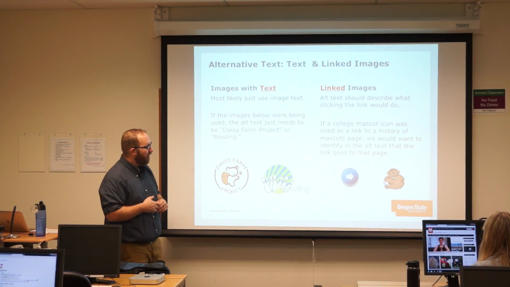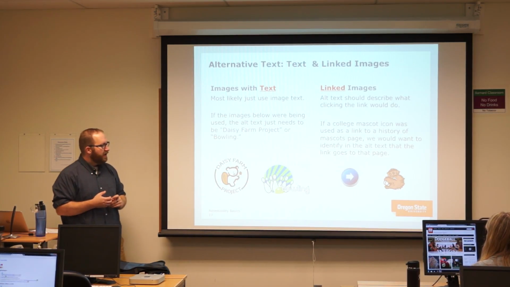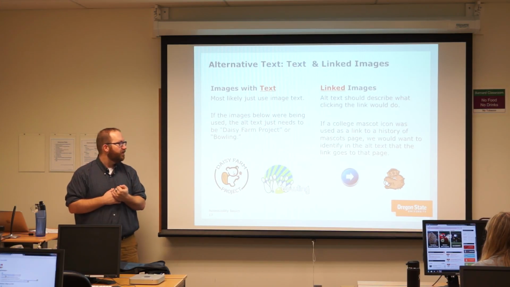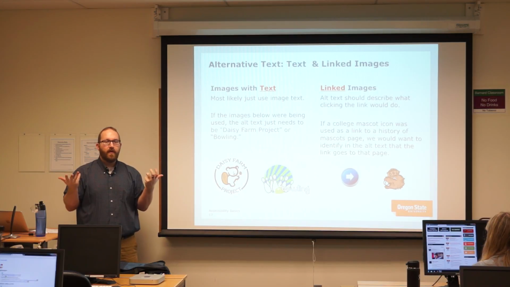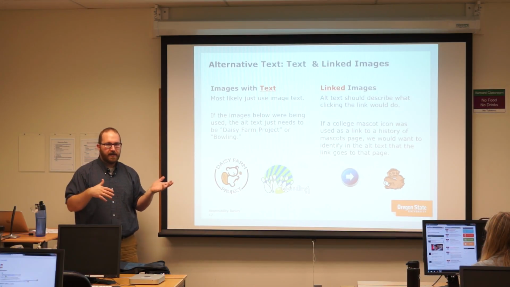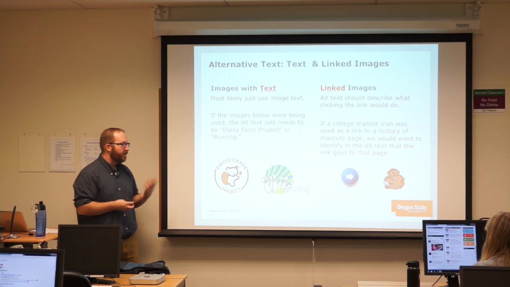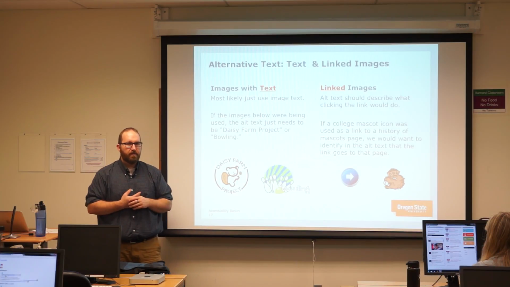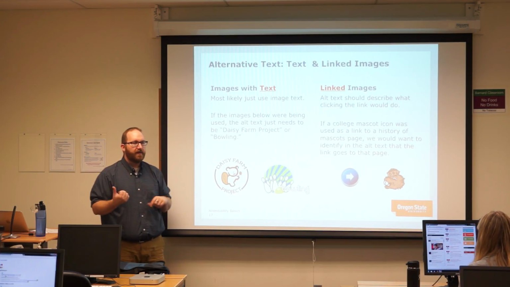The example I use on the right is the old Benny Beaver mascot. If that was a link to a page about the history of OSU mascots, that's what you'd want the alternative text to be: History of OSU mascots. And then they would say link history of OSU mascots instead of link 1950 Benny Beaver mascot, because that's not what clicking that link would do.